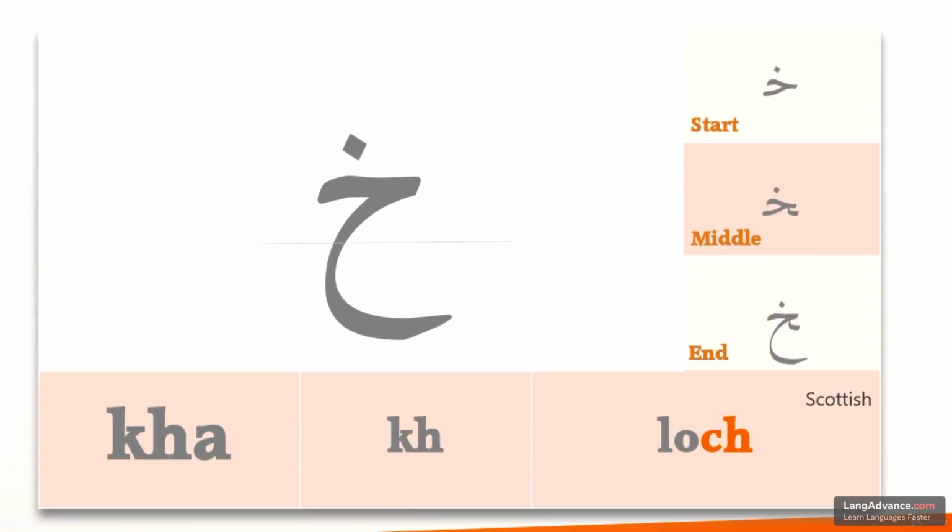Next letter is kh. Kh is like a ha in written form, except that it has a dot on top of it. It's like the loch in Scottish. Kh.